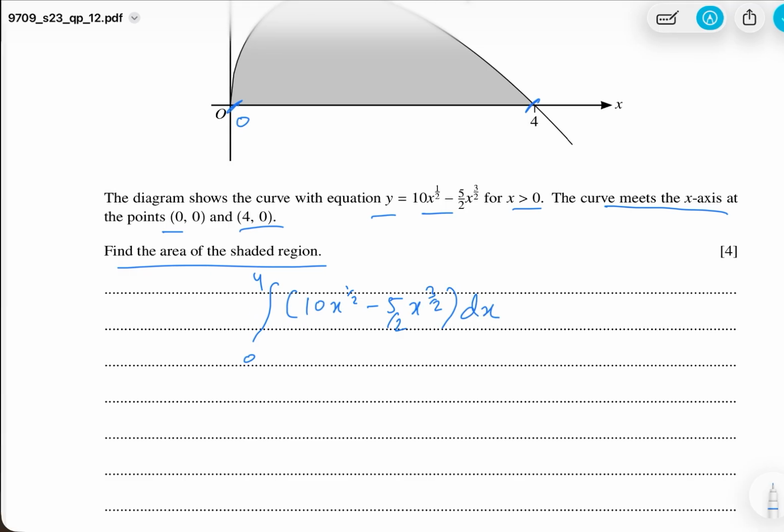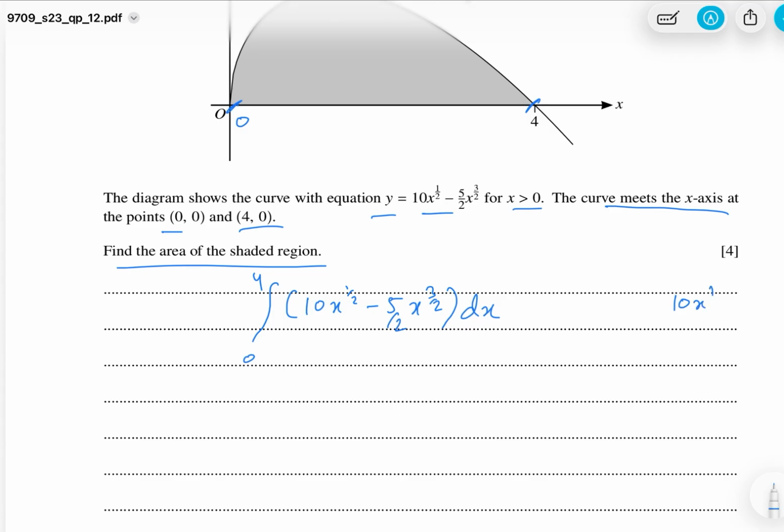Let me show you how to integrate. So if I have to integrate 10x^(1/2), what I will do is add 1 to the power, then it will become 10x^(3/2), now divided by 3/2. So if I divide it by 3/2, KFC rule, keep, flip, change, it will give us 10x^(3/2).